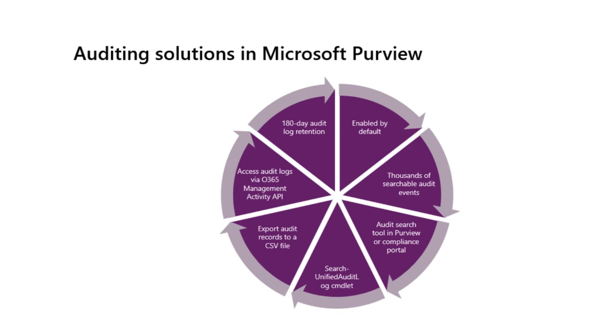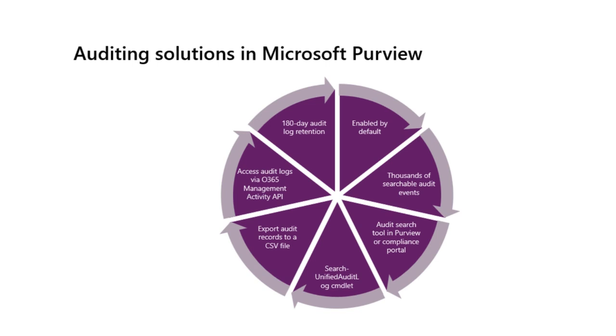Search-UnifiedAuditLog cmdlet: you can also use the Search-UnifiedAuditLog cmdlet in Exchange Online PowerShell, the underlying cmdlet for the search tool, to search for audit events or to use in a script. Export audit records to a CSV file: after running the Audit Log Search tool in the Microsoft Purview portal or the Compliance portal, you can export the audit records returned by the search to a CSV file.